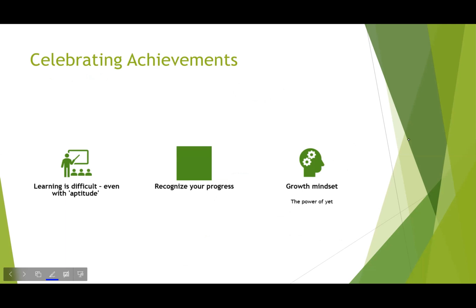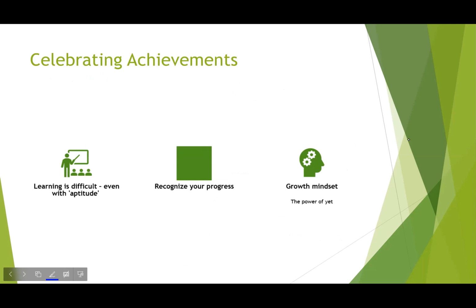This is one of my favorite things to talk about with study skills, celebrating your achievements. The truth is that learning anything is difficult, even if we have aptitude for it. It takes work, it takes perseverance, and it takes dedication. Be proud of yourself. Be excited about the progress that you've made.